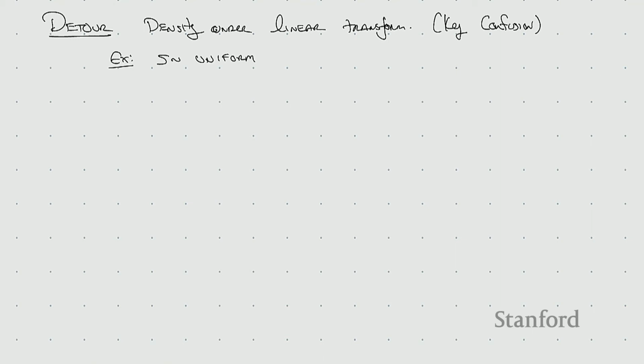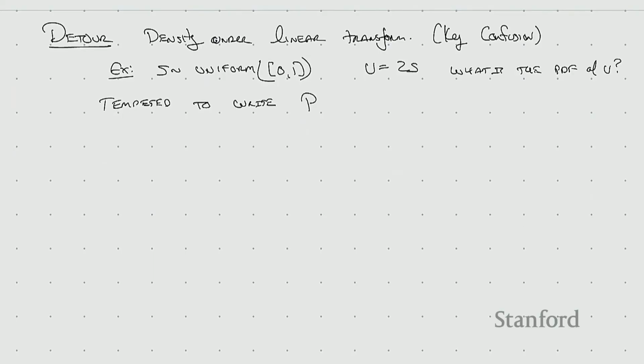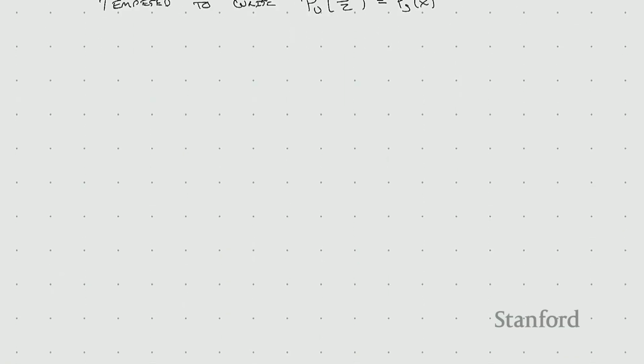So here we go. Just imagine I have something that's uniform on 0, 1. Okay? And now I have a new variable, u, which is equal to 2 times s. What is the PDF of u in terms of s? Now we're tempted to write P of u at x over 2 equals P of s of x. Okay. Now, let's take a look at the PDFs. So here's the PDF of u.